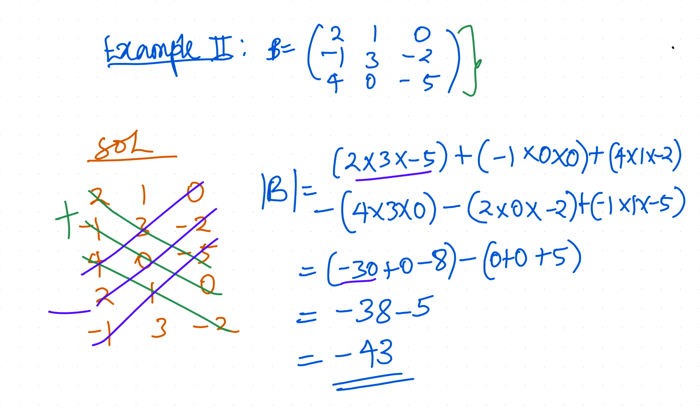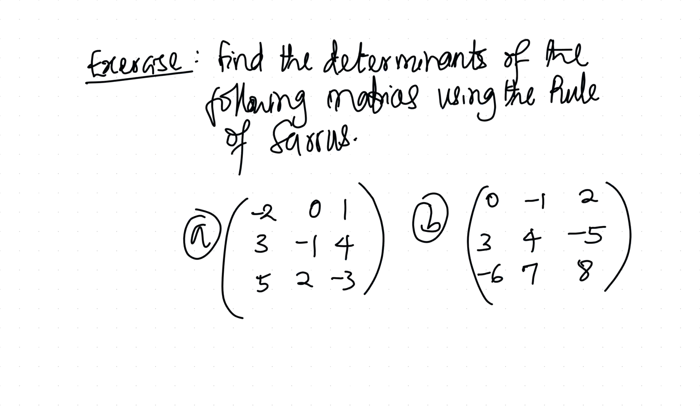pretty easy. So with this, I can say I've come to the end of this, but you can try your hands on these matrices. Find the determinant of the following matrices using the rule of Sarrus. The first one is minus 2, 0, 1, 3, minus 1, 4, 5, 2, minus 3. And then the second one is 0, minus 1, 2, 3, 4, minus 5, minus 6, 7, 8.